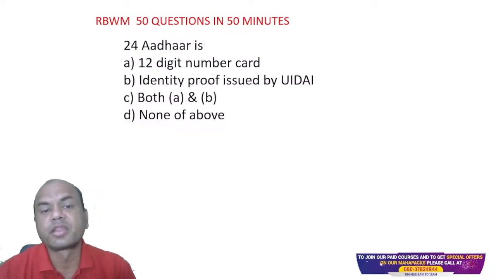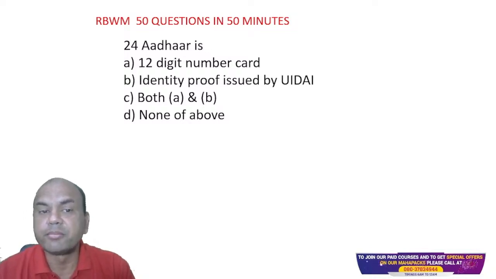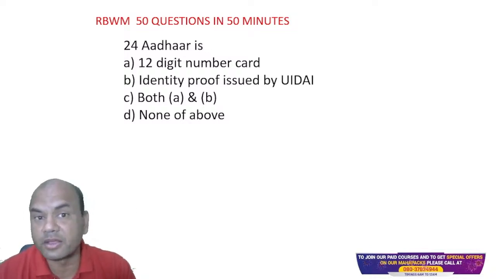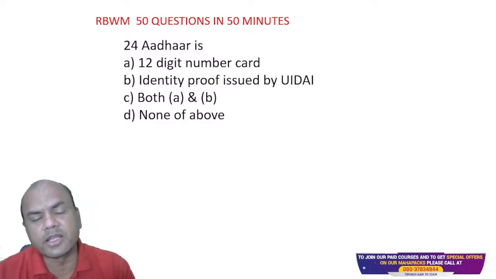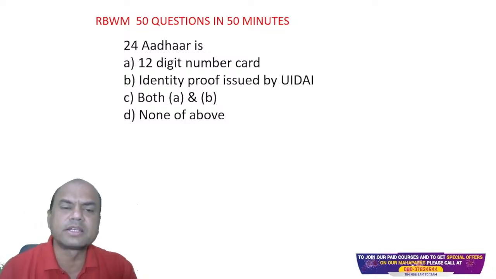Aadhaar is a 12-digit number, a card, an identity proof issued by UIDAI, both A and B, or none of the above. What is this? B everyone knows, but what about A? We all use the Aadhaar. How many of you remember your Aadhaar number? Type fast. Don't type the Aadhaar number. That's it. Very difficult, isn't it? It's a 12-digit number. So the answer is C, both A and B.